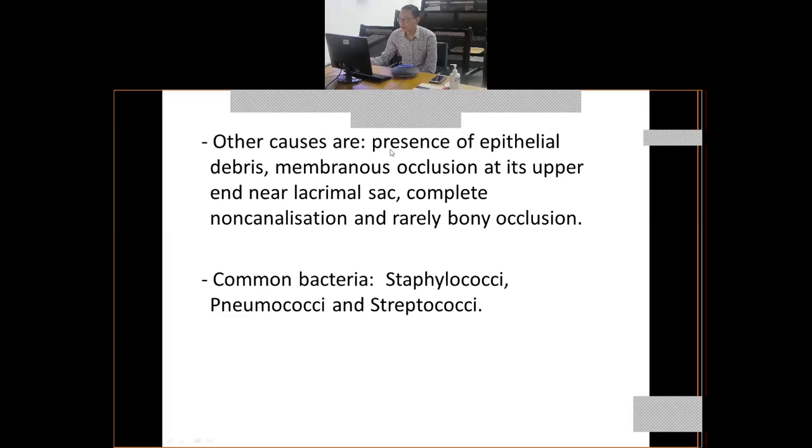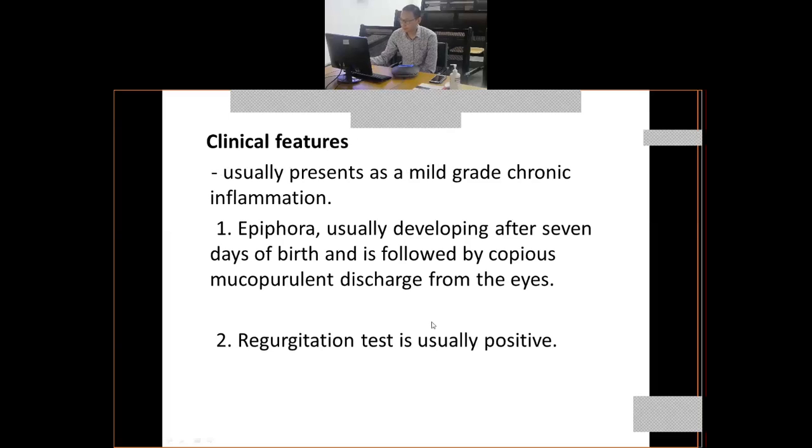Other causes include presence of epithelial debris, membranous occlusion at the upper end near the lacrimal sac, complete non-canalization, or bony occlusion. Associated common bacteria are staphylococci, pneumococci, streptococci. Clinical feature, it usually presents as a mild-grade chronic inflammation. Epiphora is the main symptom.